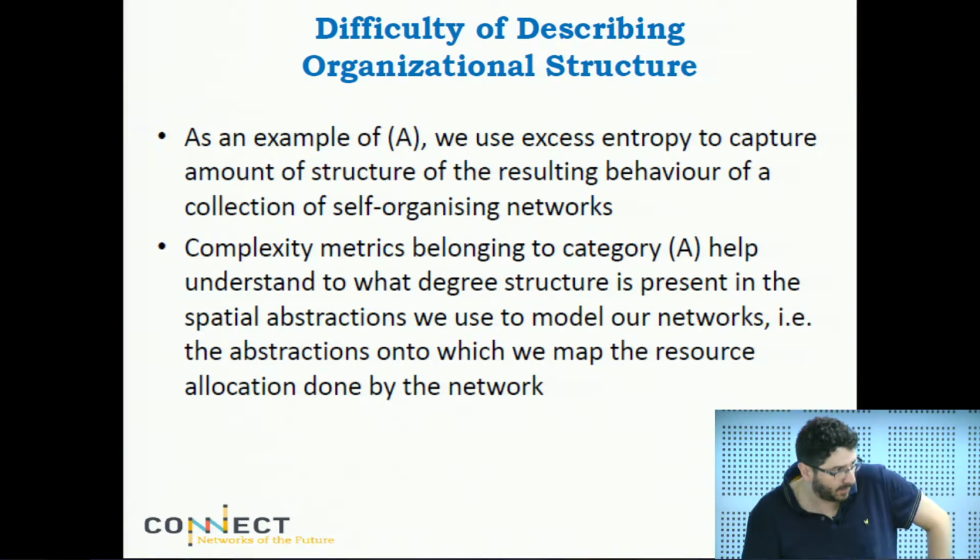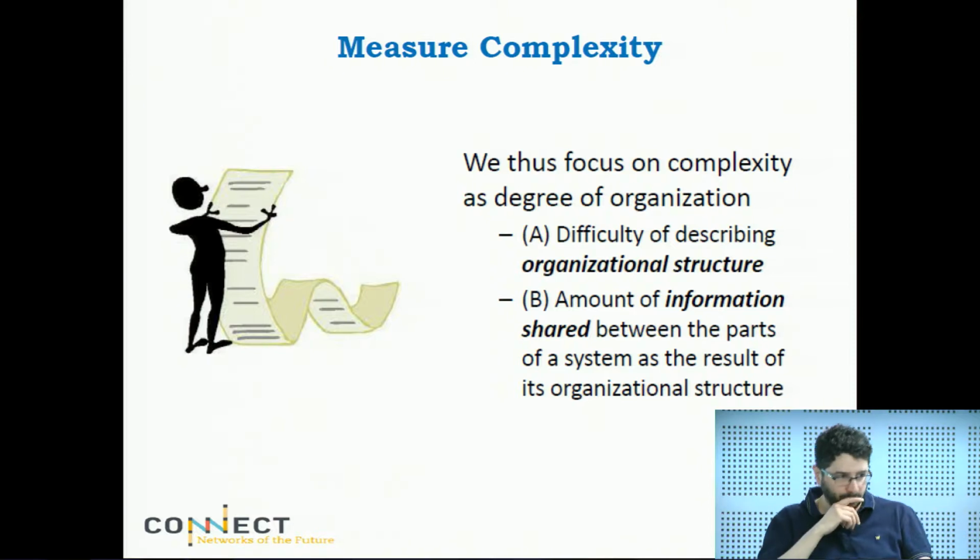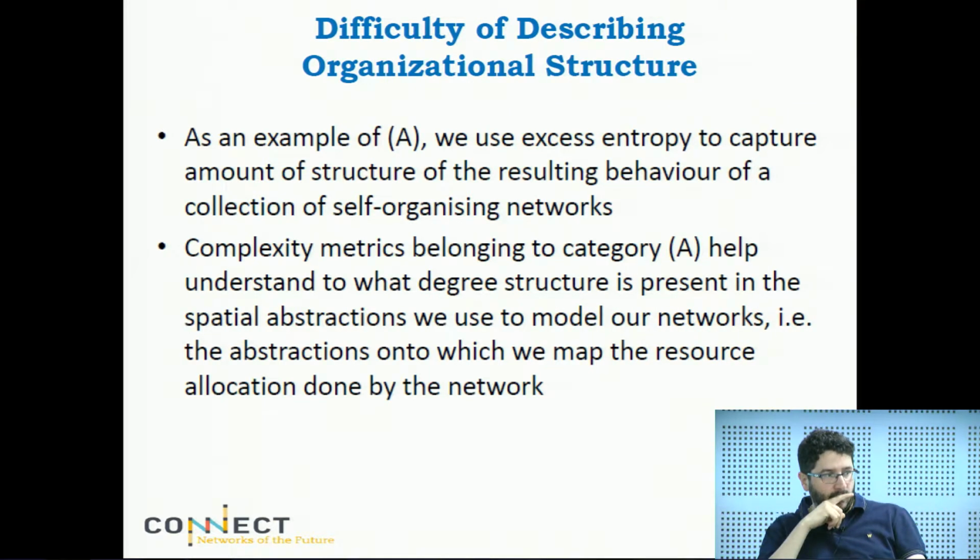So as an example of this first metric, the difficulty of describing organizational structure, we are going to use a quantity called excess entropy. I'm going back to that. That will capture the structure resulting from some collection of self-organizing networks that actually play with channel allocation. Some form of cognitive system, if you want.